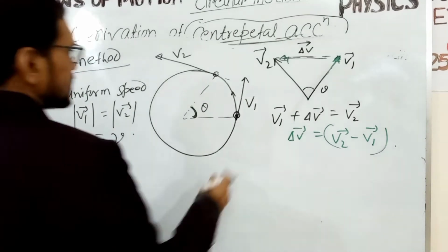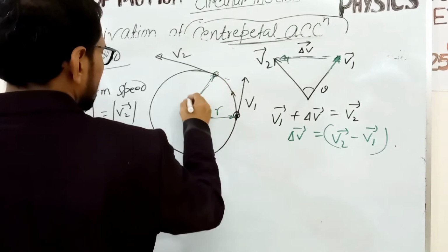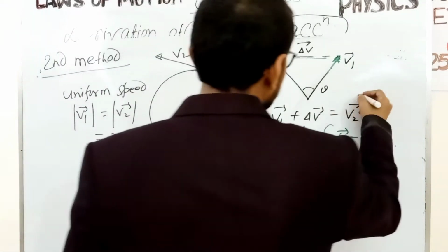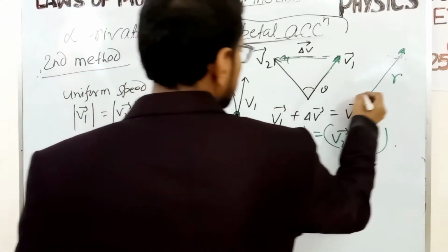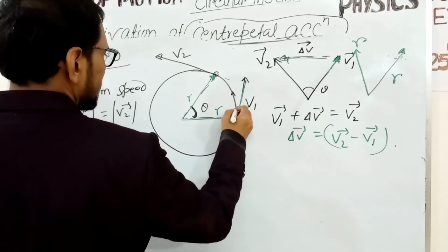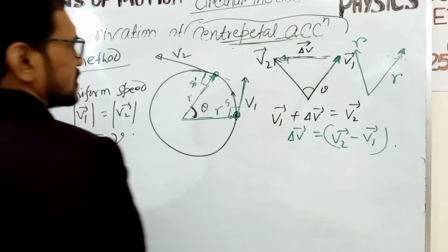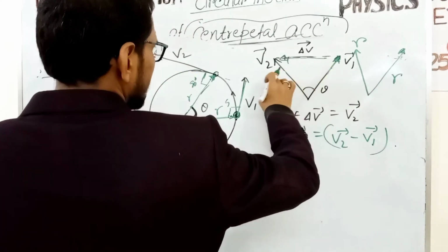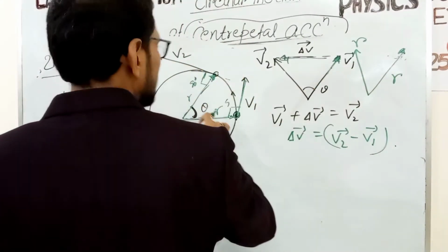Now if we take another triangle in the form of the position vector r: when the particle is here, its position vector is r in this direction, and when the particle is here, its position vector is r in this direction. The angle between v and r is 90 degrees, and this is also 90 degrees. So r is perpendicular to v1, and v2 is also perpendicular to r. So this will rotate, and the angle between this and this is also theta.